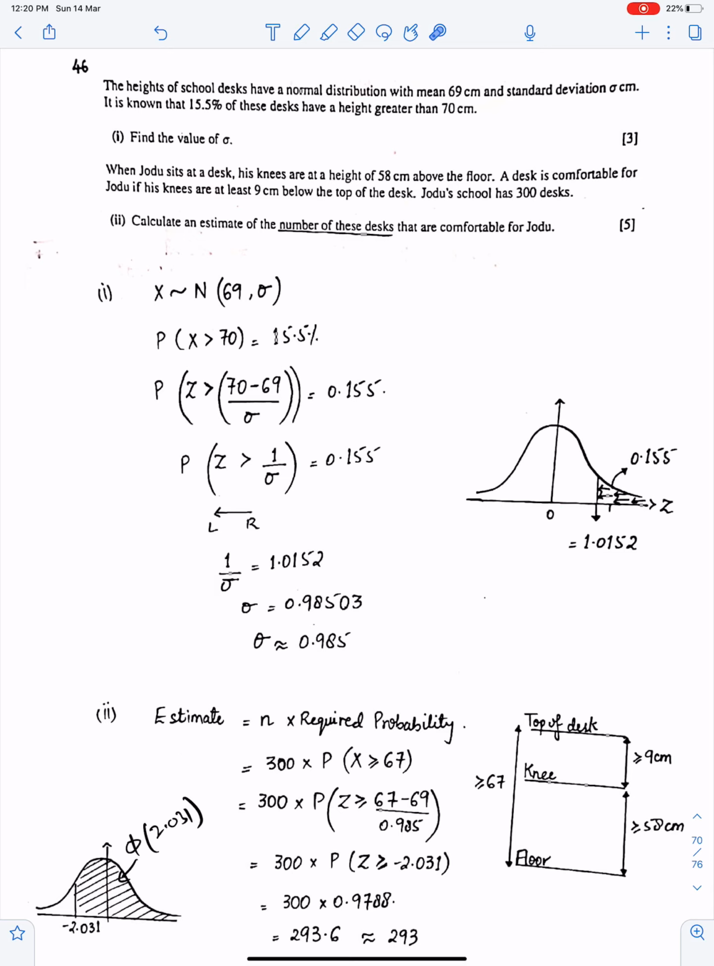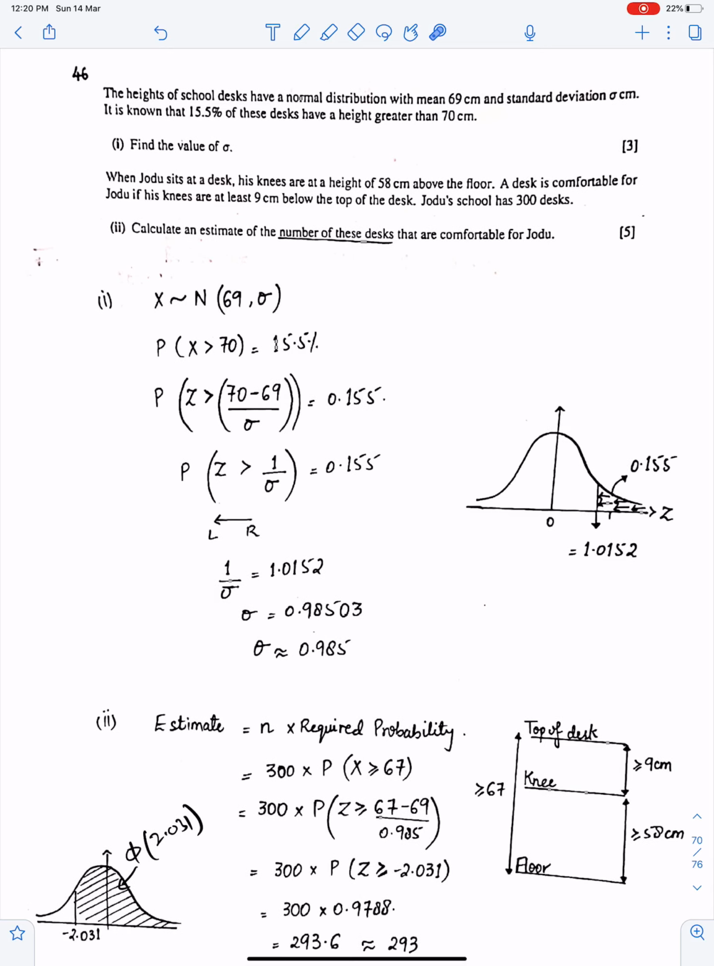Now this question is important. The heights of school desks have normal distribution with mean 69 and standard deviation sigma. It is known that 15.5% of these desks have height greater than 70. First part is simple, so I'm leaving first part. Second part is very important. When Jodo sits at a desk, his knees are at a height of 58 centimeter above the floor. A desk is comfortable for Jodo if his knees are at least 9 centimeter below the top of the desk.